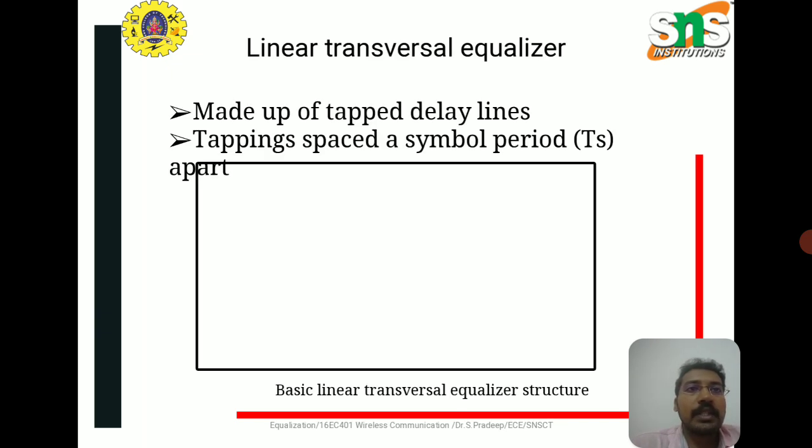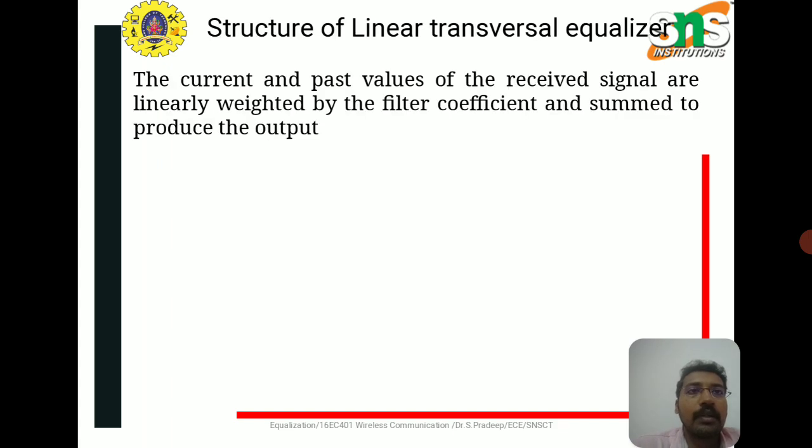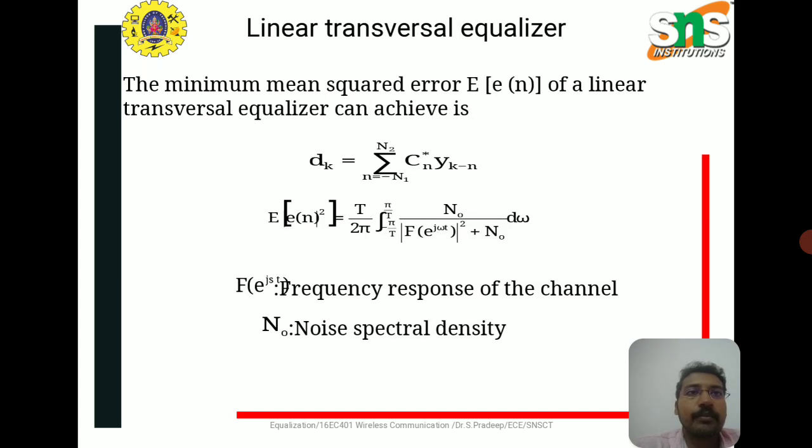Linear transversal equalizer is made up of tapped delay lines. The tapping spaced a symbol period apart. The current and past values of the received signal are linearly weighted by the filter coefficient and summed to produce the output. The minimum mean squared error E of n of a linear transversal equalizer can achieve is given in these two equations.